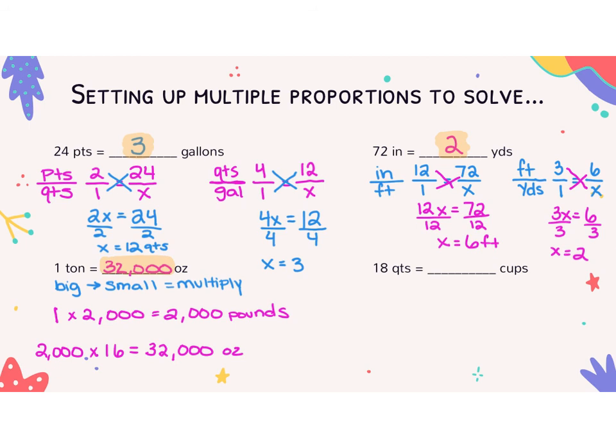Next, we see 18 quarts, and we need to convert that to cups. On our STAR resource chart, we can convert directly from quarts to pints and directly from pints to cups, but we cannot convert from quarts to cups. So we will look at our units. Quarts is a bigger unit, and we're moving to cups, which is a smaller unit. And when we move from big to small, we will multiply.